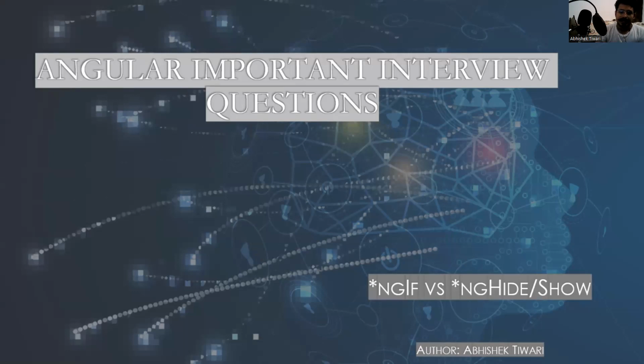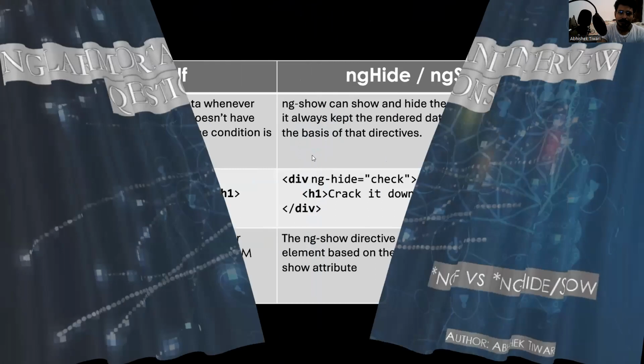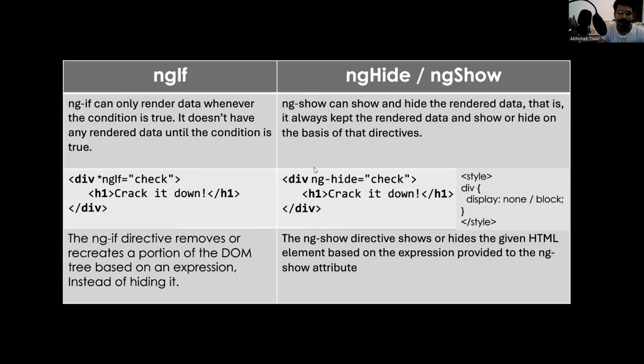So actually they are directives. We use NgIf and NgHide for DOM manipulation. So here are the differences. The first difference is that NgIf can only render data whenever the condition is true. If you see here, NgIf equals check. When this check contains true, only at that time this will be rendered.